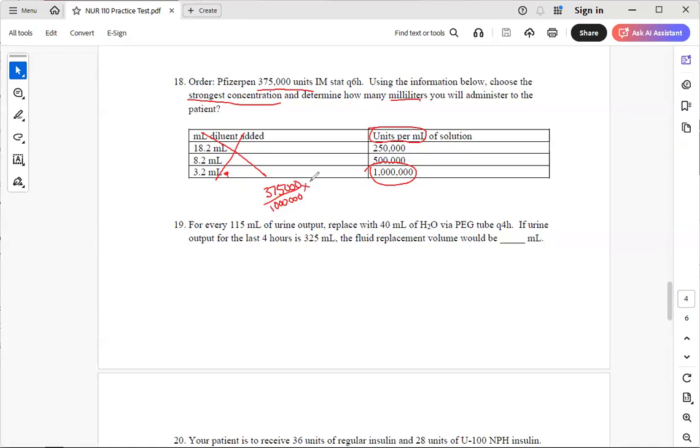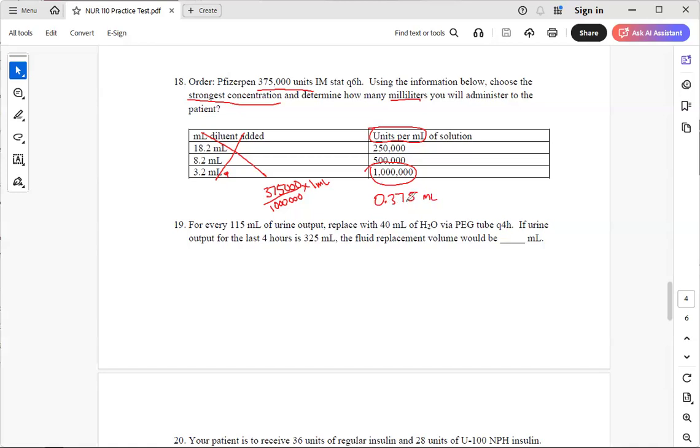and then per ml, so it's just times 1 ml, and then you're going to get an answer of, I believe this is 0.375. Let me just double check. 375 divided by 1,000, 1 2 3. Yes. So I'm going to get an answer here of 0.375.